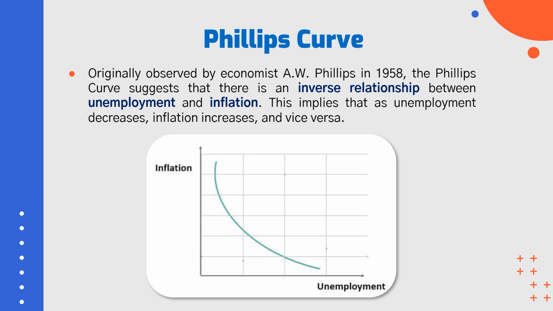During the 1960s, many countries experienced this trade-off. When governments pursued policies to lower unemployment, inflation tended to rise. When they tried to reduce inflation, unemployment increased. But the question arises: does the Phillips curve always work? Or does it happen all the time?